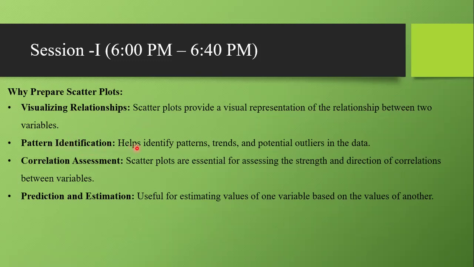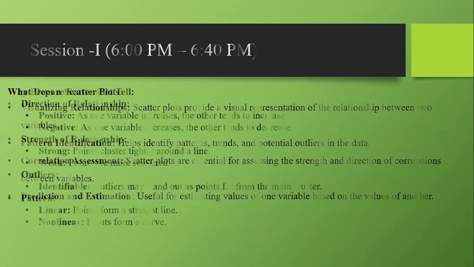Pattern identification: it helps to identify patterns, trends, and potential outliers. It will also let you know whether your data has some outliers or not. It will let you know the correlation assessment. Scatter plots are essential for assessing the strength and direction of correlation between variables, and they also have prediction and estimation capability, useful for estimating the values of one variable based on the values of another. Like if you would like to see the trend analysis, you can predict the values also.